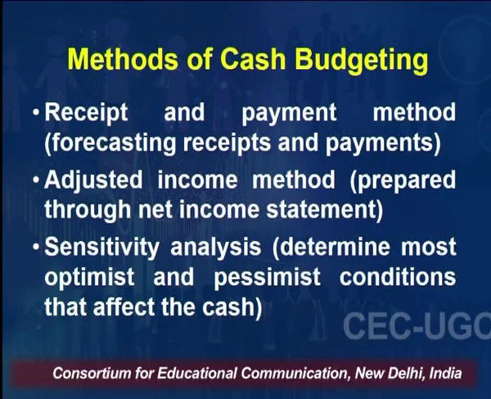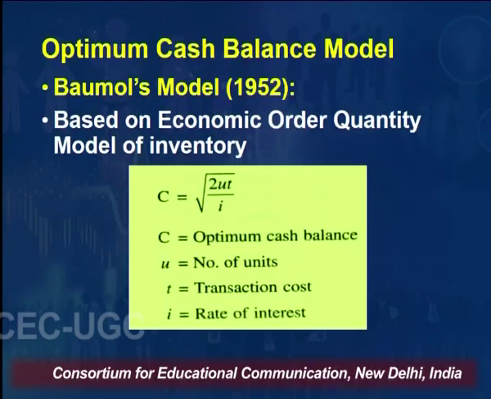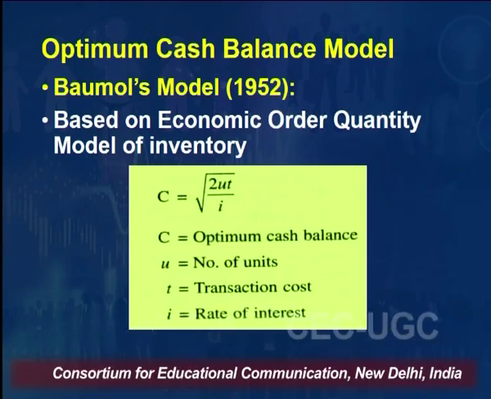Now when we are talking about cash management, there are certain models prescribed in the past which help us in determining the optimum cash balance. One such model is Baumol's model, which was given in the year 1952, and this model is based on the economic order quantity model of inventory. We will also learn about the economic order quantity model in today's session.